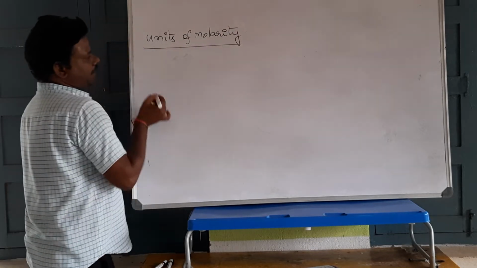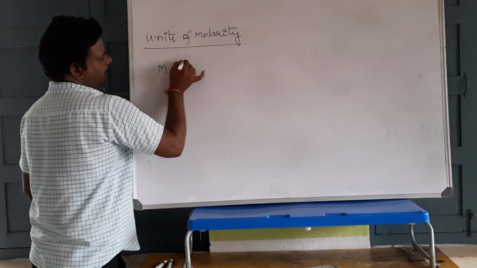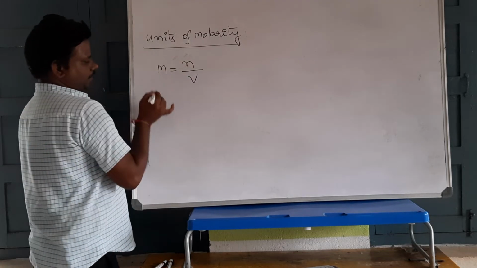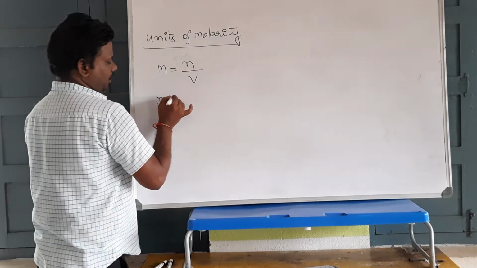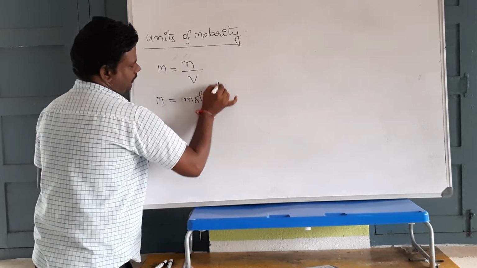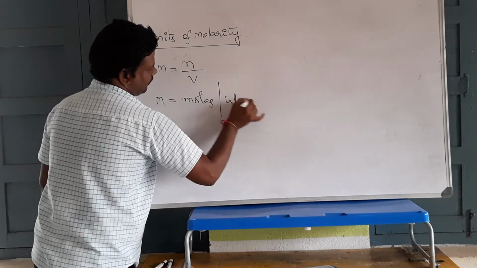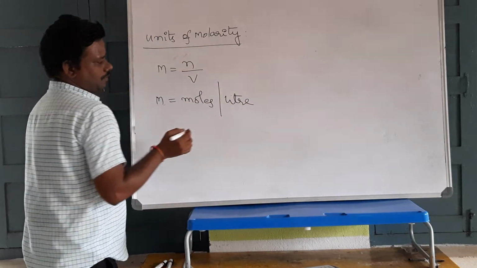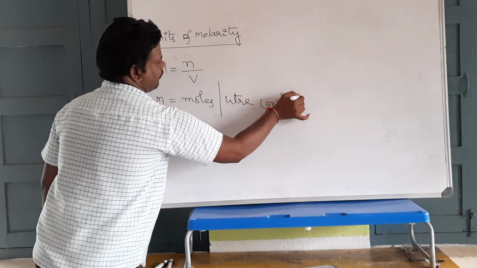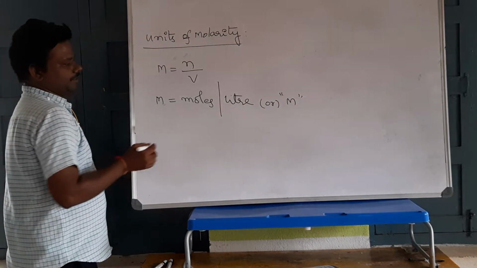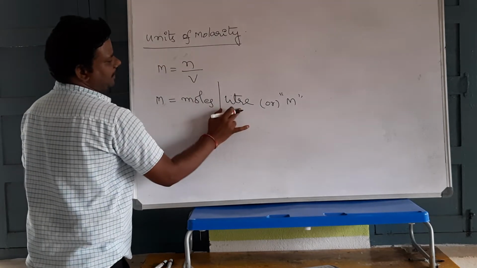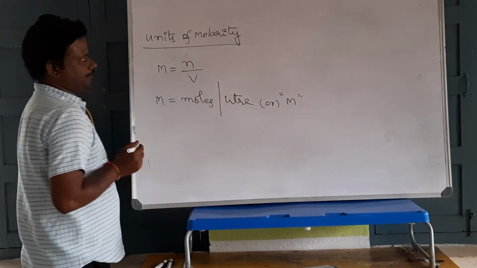All of you know that molarity M is equal to the number of moles of solute divided by the volume of the solution. The units of molarity are moles per liter, or capital M. So these are the units for molarity. What is the unit of molarity? Moles per liter, or capital M.